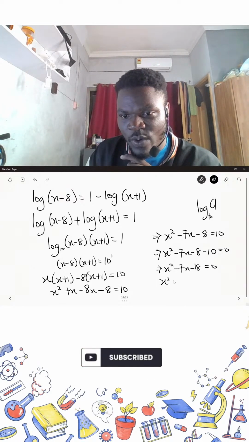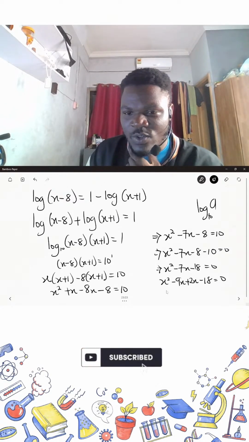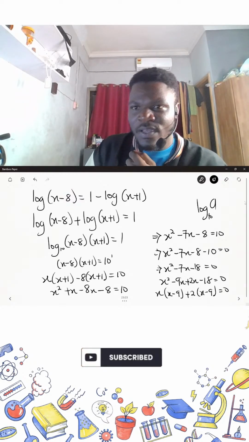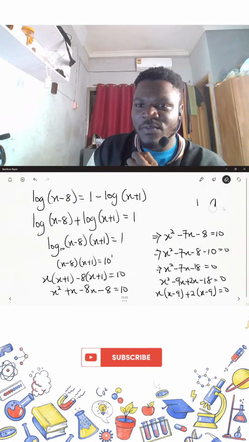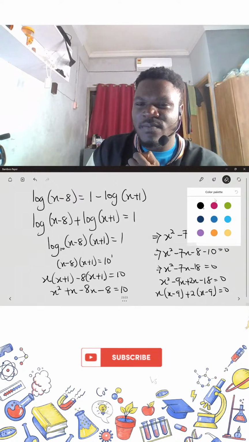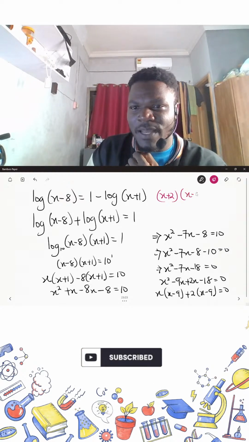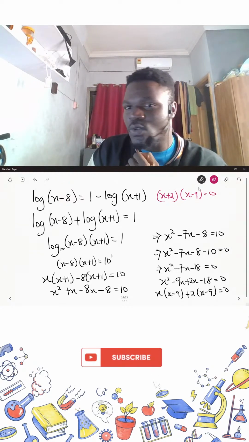So we have here x squared minus 9x plus 2x minus 18 is equal to 0. So we factor out x here. So we have x minus 9 here. Then here plus 2 outside bracket x minus 9, and this is equal to 0. So we will then have x plus 2 here, x minus 9 here, and this is equal to 0.